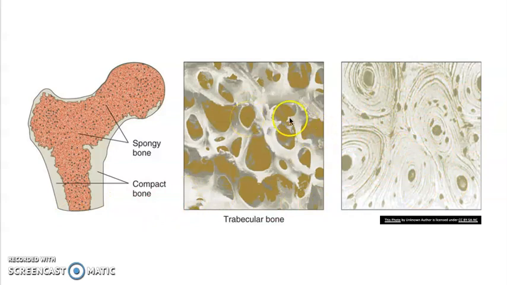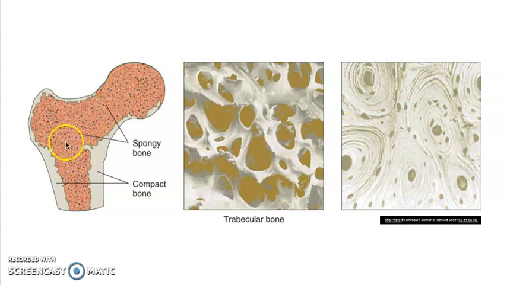Compact bone is dense. It's dense, strong, and solid. Compact bone is weight-bearing and resists compression. Located in the outermost part of the bones, as you see in this picture, it consists of cylindrical units. You see here, cylindrical units called osteon.